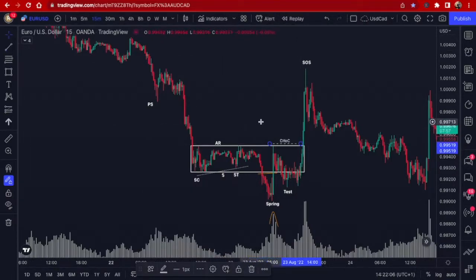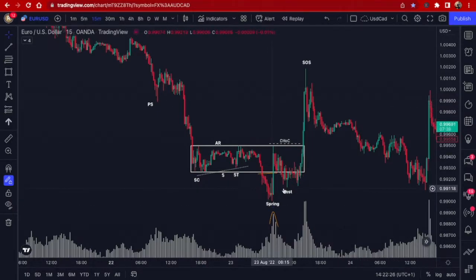I was completely uninterested in taking any trade positions until that sign of strength. So make sure you jot this down. You are not going to be entering any trade until we have at least spring and sign of strength. On the flip side, if it's a distribution, so we have the UTAD and the sign of weakness.